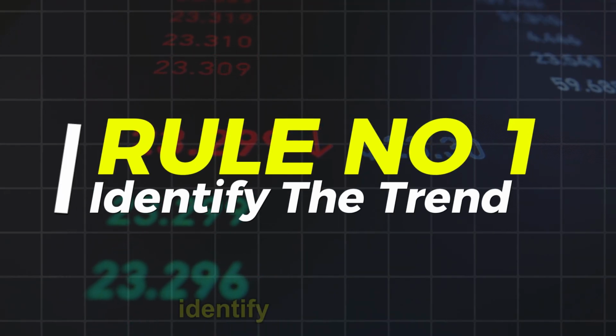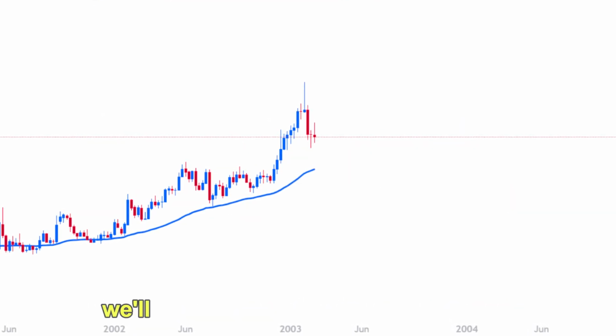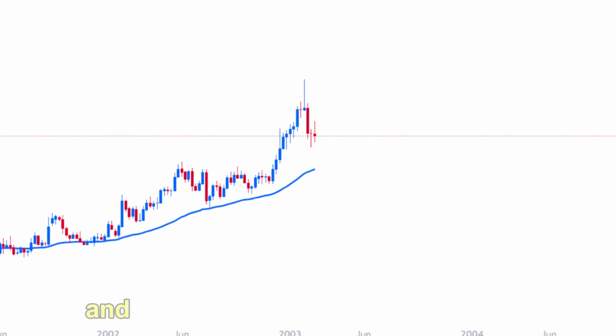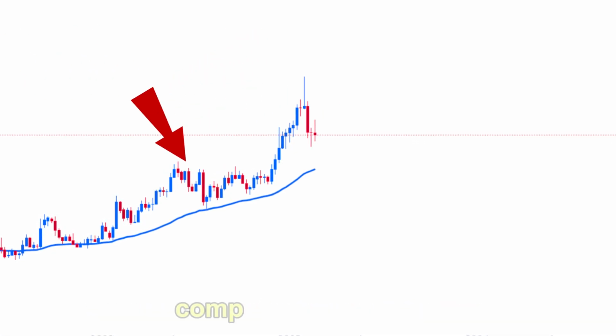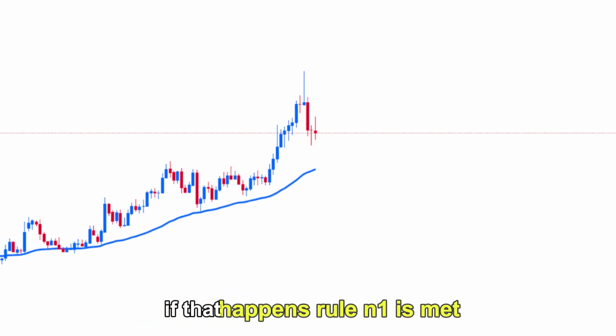Rule number 1, identify the market trend. Since this is a trend continuation strategy, we'll check the 50-period moving average and ensure the price has created a new high compared to the last high, all while being above the 50-period moving average. If that happens, rule number 1 is met.